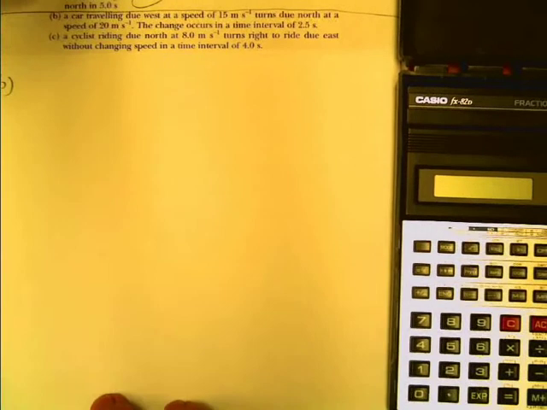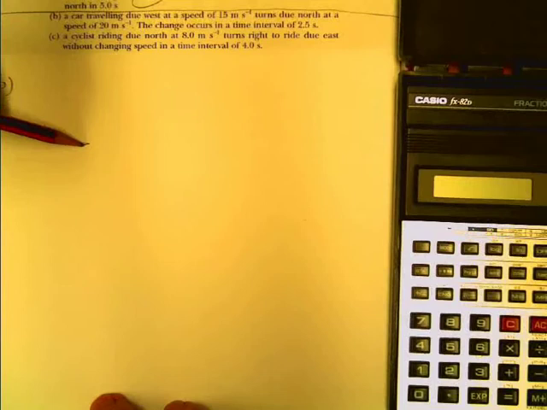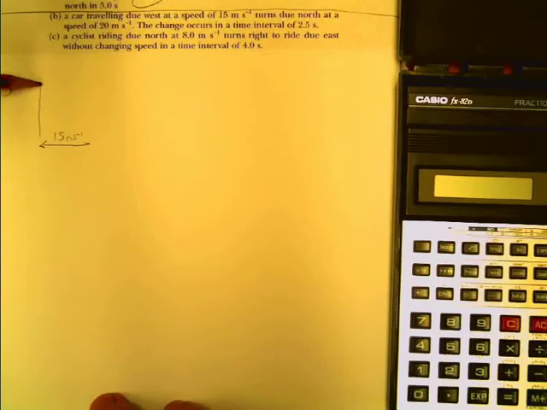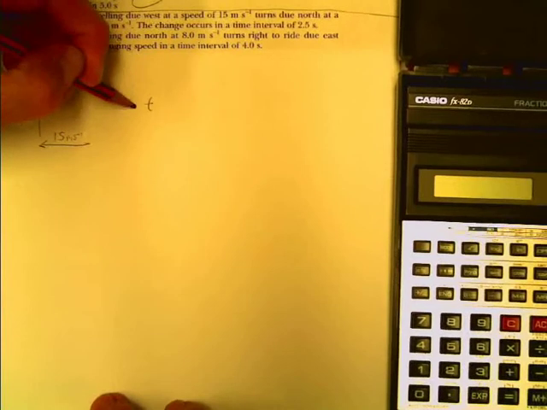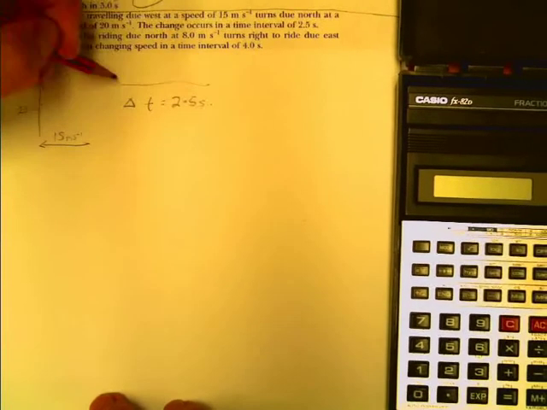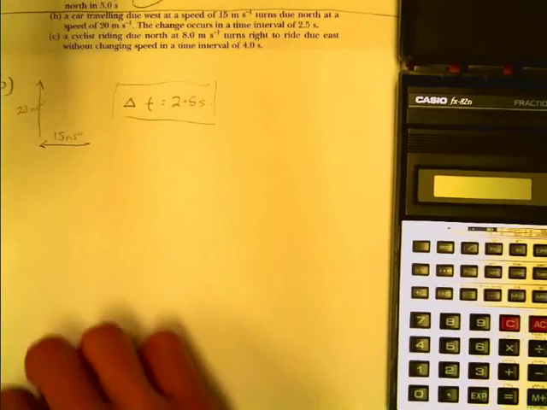B. A car travelling due west at a speed of 15 metres per second. Let's just put this in. That's a westerly direction, 15 metres per second. Turns due north at a speed of 20 metres per second. The change occurs in a time interval, the change in time is 2.5 seconds. Don't need this now, but we will need it later on.